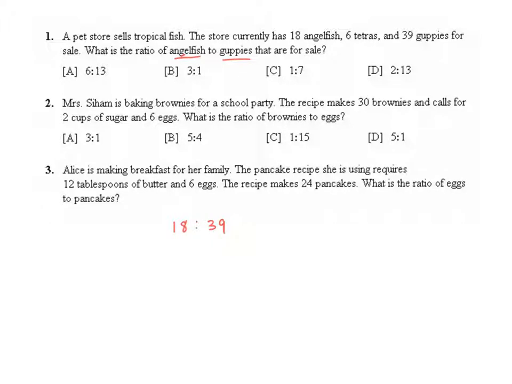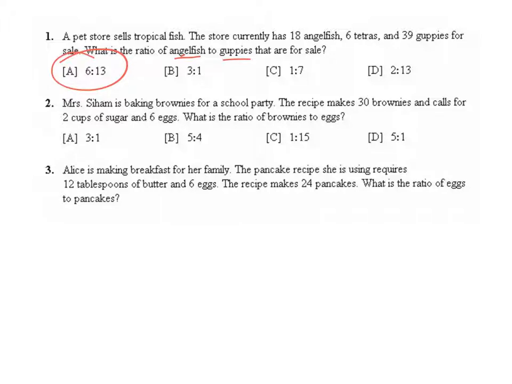We can simplify a ratio just like we would simplify a fraction. In this case, 3 is a factor of both 18 and 39, so I can pull out a 3, and we have then 6 to 13, which is choice A. What that means is for every 6 angelfish, there are 13 guppies.